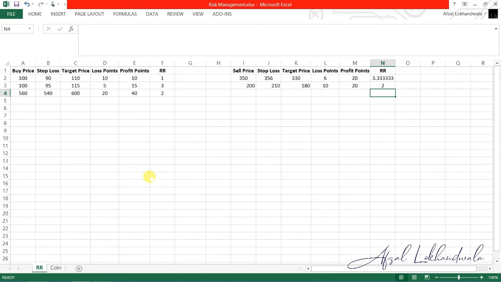Now my request to all the learners, to all the traders is that in each trade you take, try to keep your risk reward ratio constant. That means if you are looking at this risk reward ratio, that is 2, if you are finding it good for you, your trading style, then try to keep it constant as far as possible. It will give a consistency to your trading results.